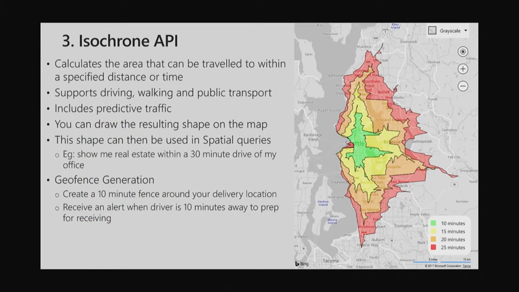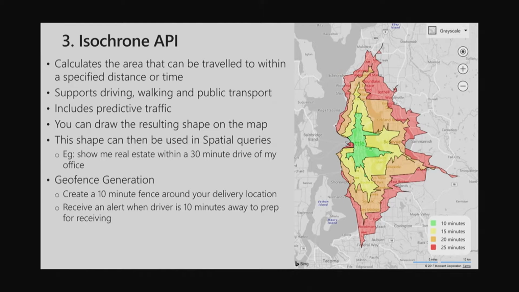The Isochrone API, this is one of my favorite to demo because it's actually kind of fun and very visual. What you do with the Isochrone API is you pass in a coordinate, what you're seeing in this image. That coordinate was probably somewhere in downtown Seattle. And then you pass in a drive time, travel time, and you can see here that we've got isochrones generated for 10, 15, 20, and 25 minutes.